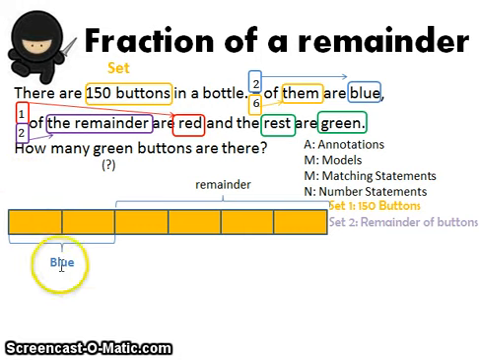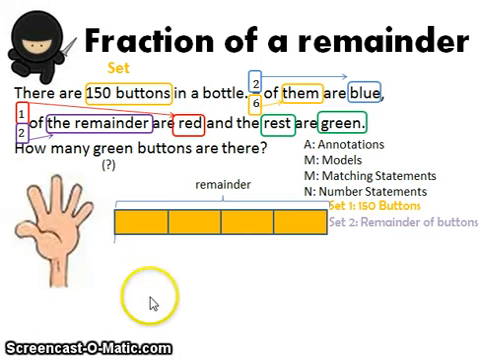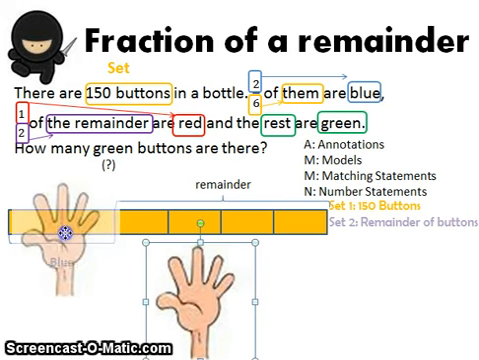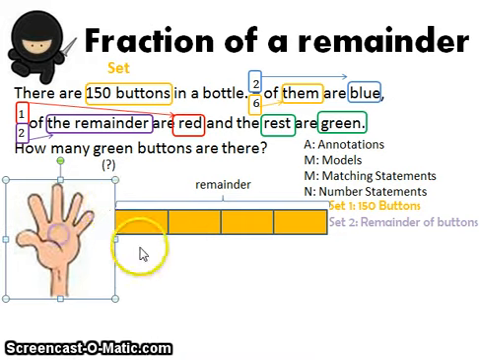So let's ignore the blue. Let's imagine we're just going to put something over it and imagine it's not there for the moment. So when we do the question ourselves, we just put our hand over the 2 units where it was blue, cover it, and imagine it's not there. So now we're left with the remainder. So it says half of the remainder are red.